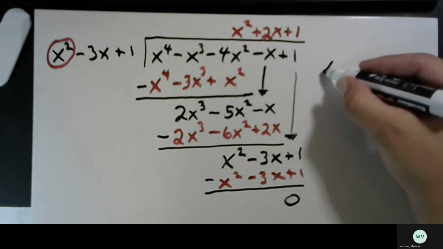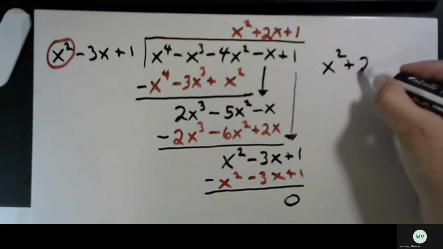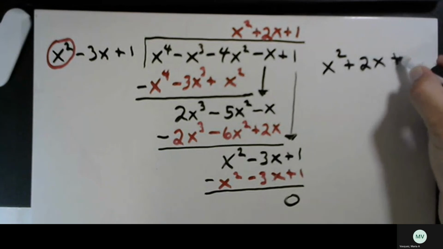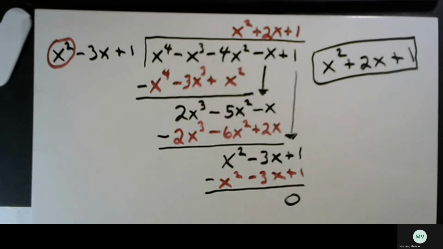So this will become x squared plus 2x plus 1. And that's going to be it. Those are really the different types of problems you're going to encounter in section 4.8.